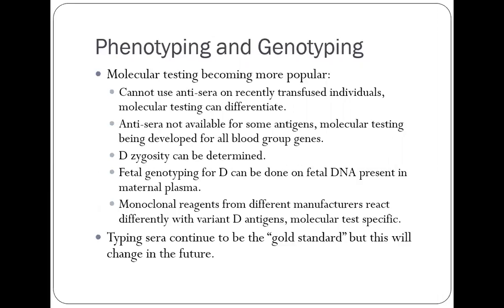Antisera is not available for some of those rare variant Rh antigens, as well as other blood group systems. So molecular testing would be really, really good in testing for those genes as well. We can also use it to test D-zygosity. So that's talking in regards to the variant types of the D antigen.